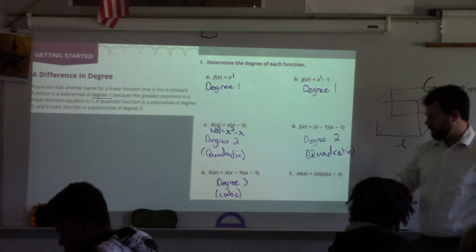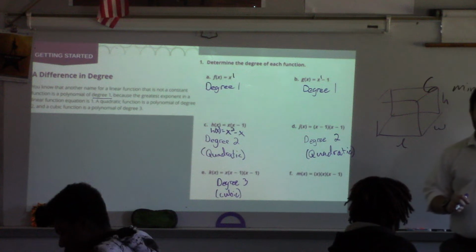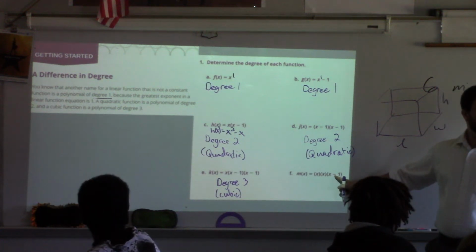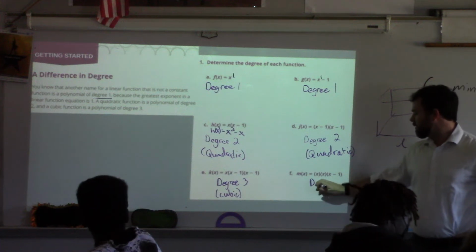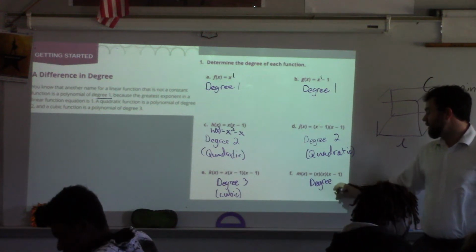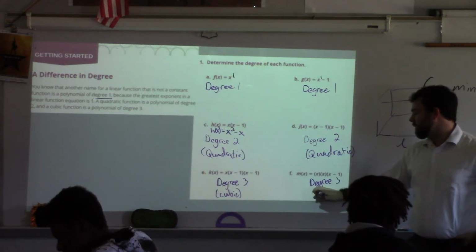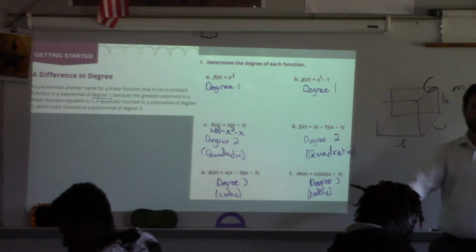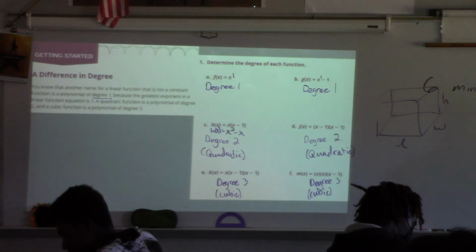And so then F, how many linear terms am I multiplying? 3, so it's going to be degree 3. Do you think it's possible to get degree 4? Maybe. How many linear terms would I be multiplying? 4, right? Okay. So that's important to notice there.